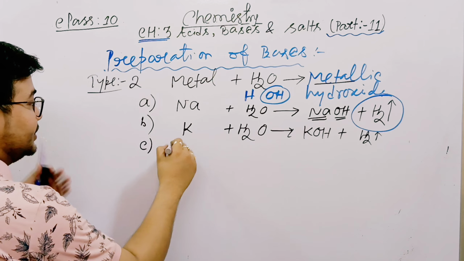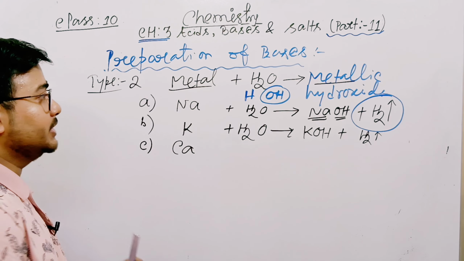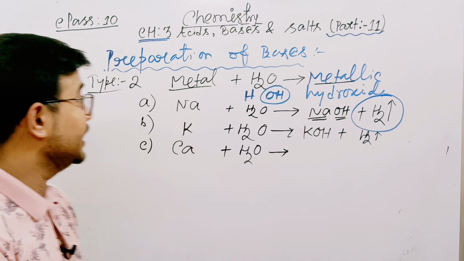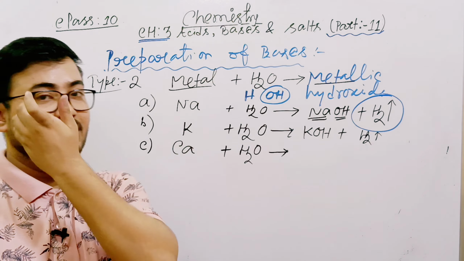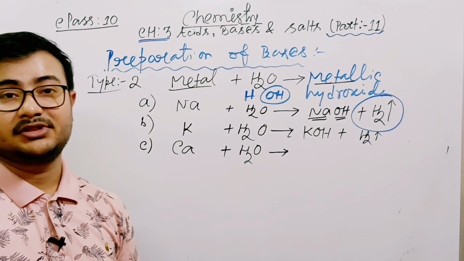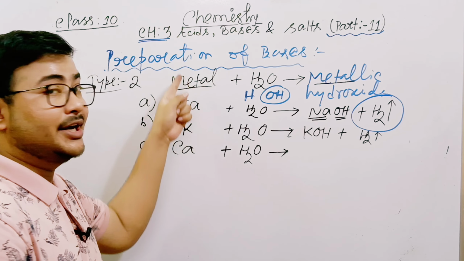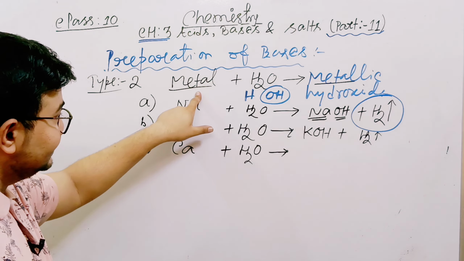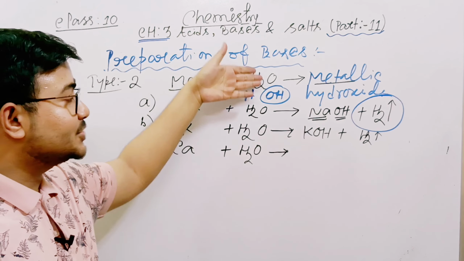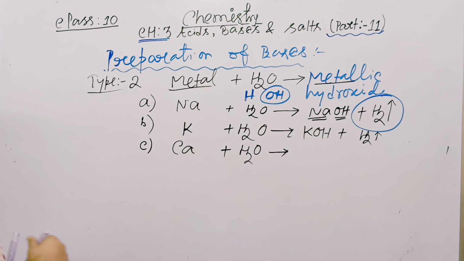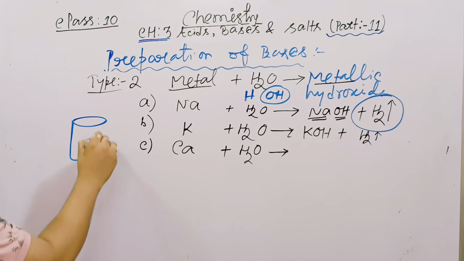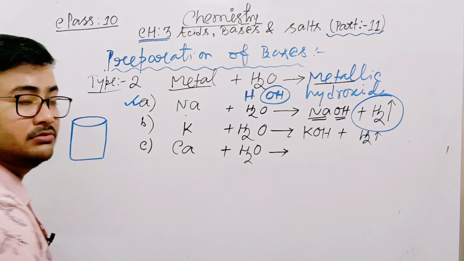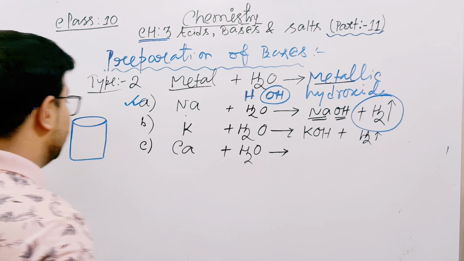You can take another example, calcium. But this word I told here, any metal, no. Can you tell me why? The answer is no. Why can you not choose any metals here? See, metal plus water. Suppose, look at the board, in a container you want to do this first reaction, metal and water, and your answer will form NaOH and hydrogen.